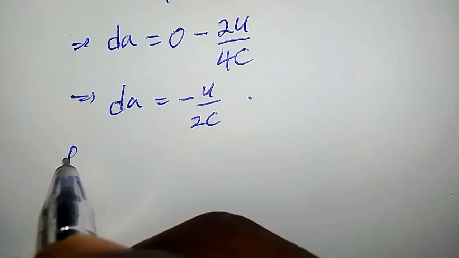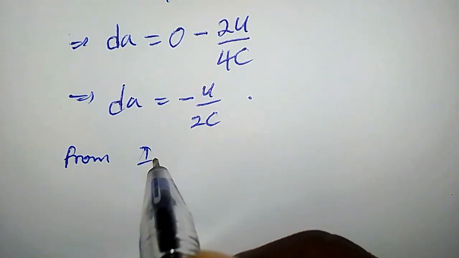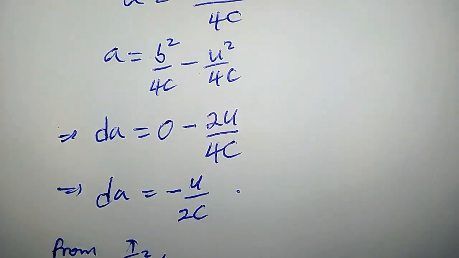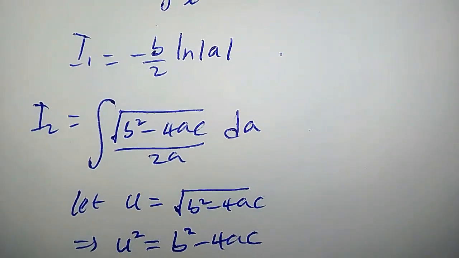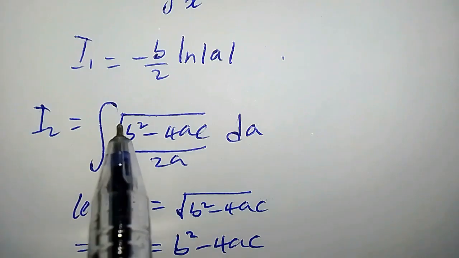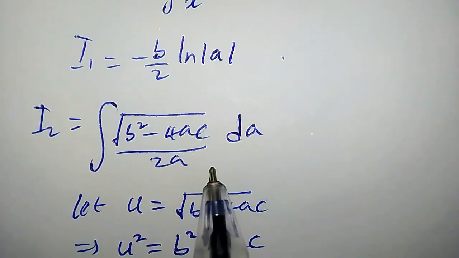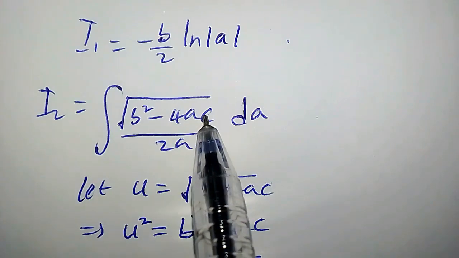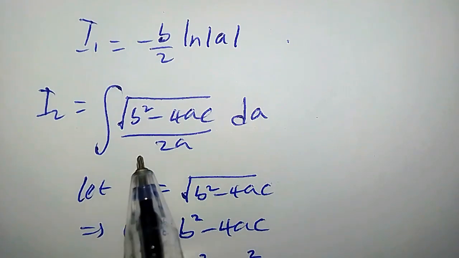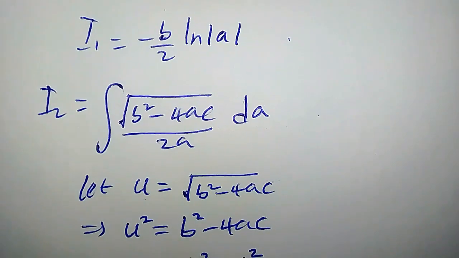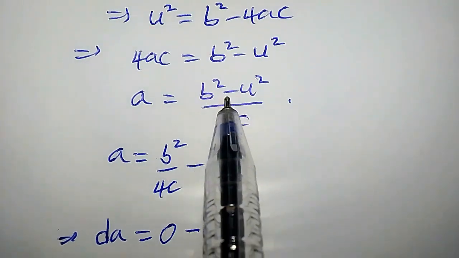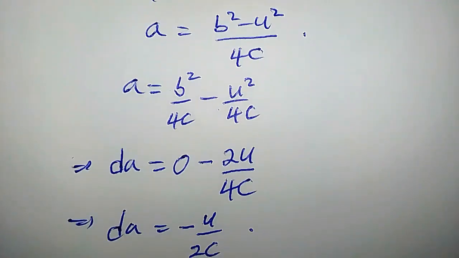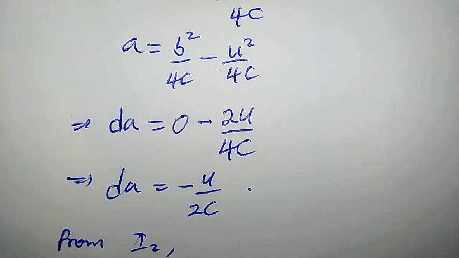Now, I2 is equal to, let me show you where we have I2. I subscript 2 is equal to the integral of square root of b squared minus 4ac over 2a dA. We will now perform substitution here. Square root of b squared minus 4ac is simply u, over 2 times a. We already know the value of a. Our a is b squared minus u squared over 4c. And dA is what we have here. So let's do that substitution.